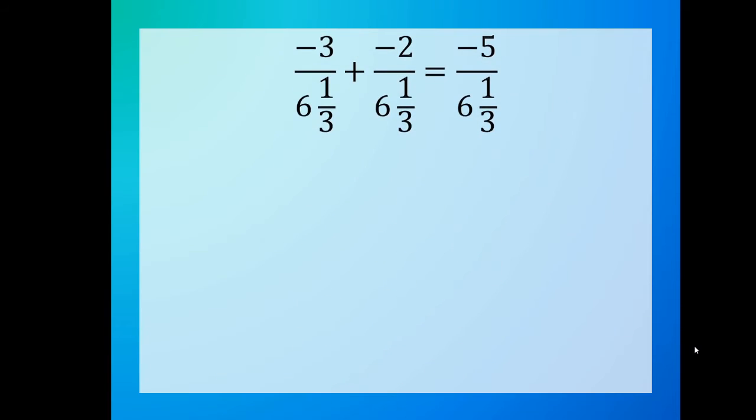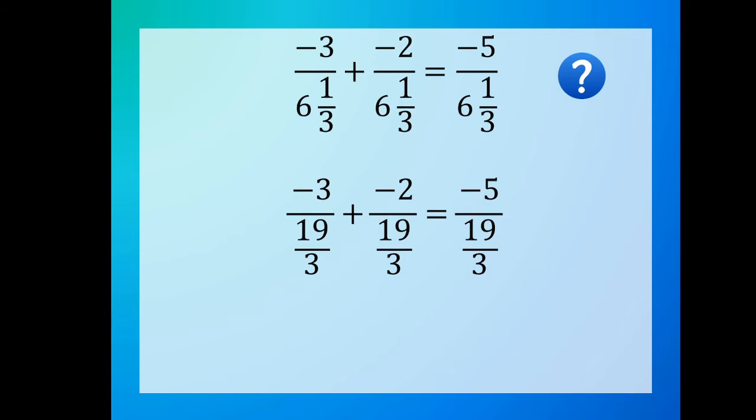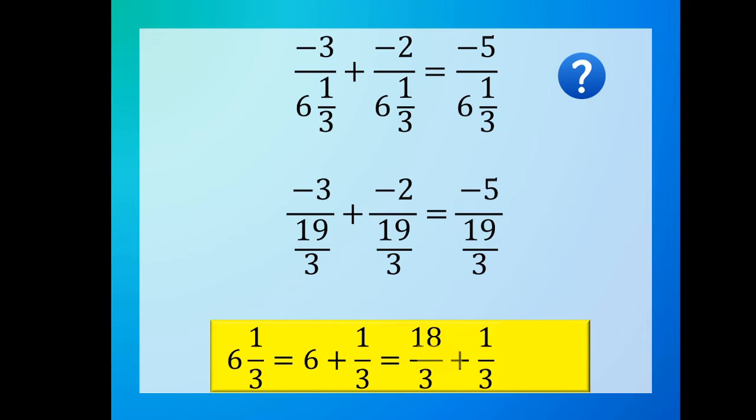I would now like to show how we can know that -3 over 6 1/3 plus -2 over 6 1/3 is equal to -5 over 6 1/3, but without using a model. We do not know that this is true yet. We are trying to show that this is true, and that is what the question mark represents. First of all, I'm going to exchange 6 1/3 to 19/3. How do I know that 6 1/3 is equal to 19/3? Well, 6 1/3 is equal to 6 plus 1/3. 6 is equal to 18/3 because 18 divided by 3 is equal to 6.